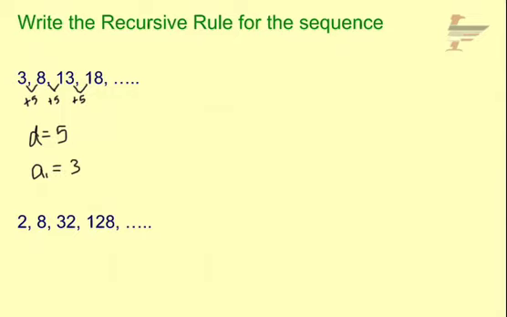So writing the recursive rule has two parts. First part, always tell people where to start. Let them know the first term. A sub 1 is a 3. We start with a 3. Now, to write the rule, a sub n equals, what we do is we say you take the previous term. Our way of writing previous term is a sub n minus 1.